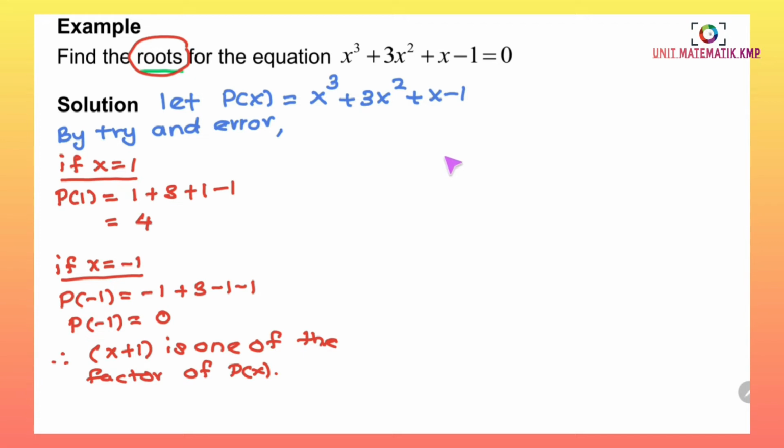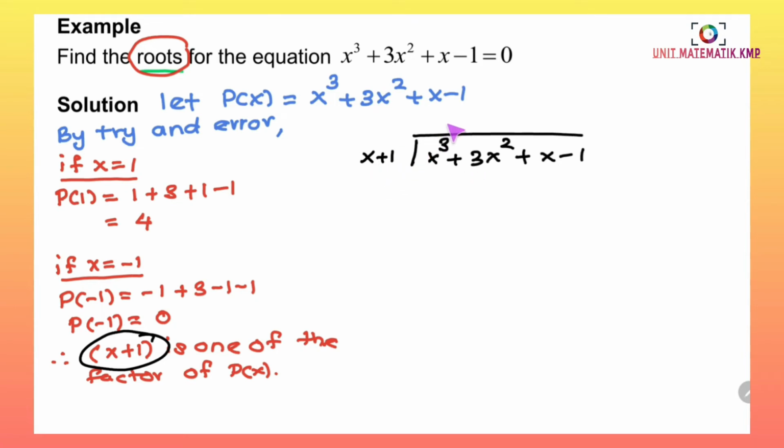So here we have x power 3 plus 3x square plus x minus 1, and we want to divide by x plus 1. Proceed with long division. So x times x square here is x power 3, and x square times 1 is x square. Subtract, we have a 0. 3 minus 1 here is 2x square, and bring down x minus 1. So x here times what equal to 2x square?